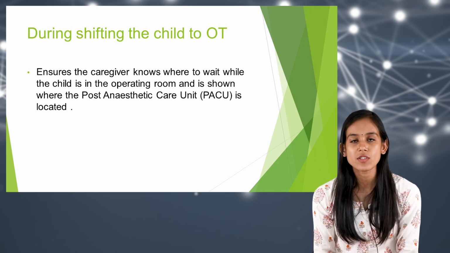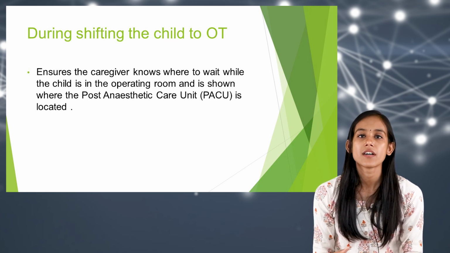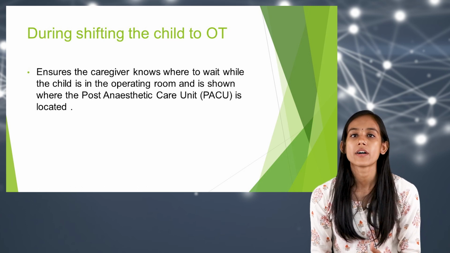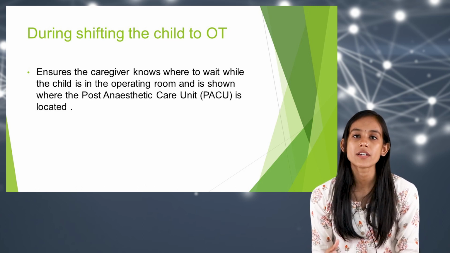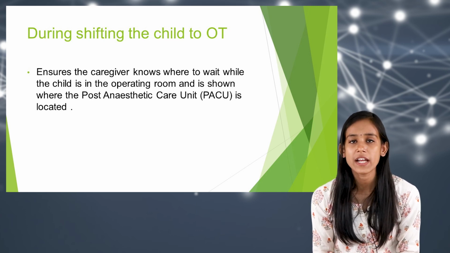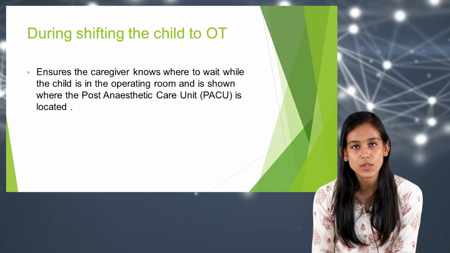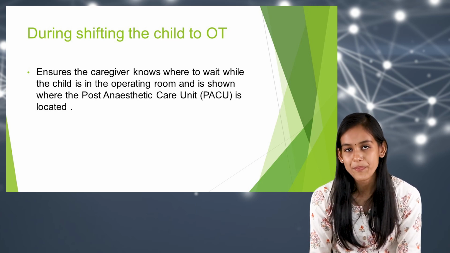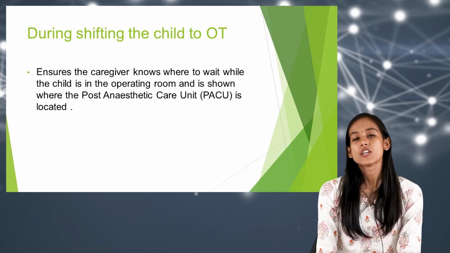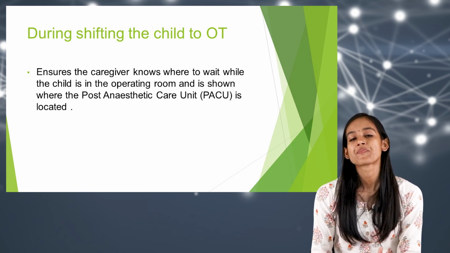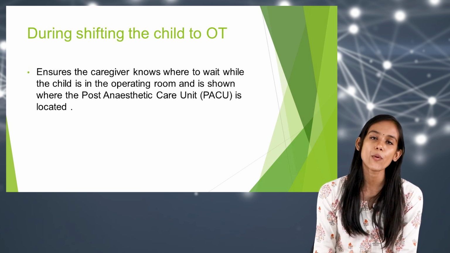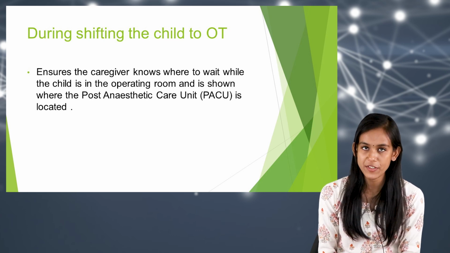So when you are shifting the child, you have to make sure that the family members or the parents know where to wait for the child when the child is in the operating room, or from where they would get information on how the surgery is going. And then you have to show them where the post anesthetic care unit is located. So when you are shifting the child to OT, you have to remember these points. So this is what we are going to do in the pre-operative phase.